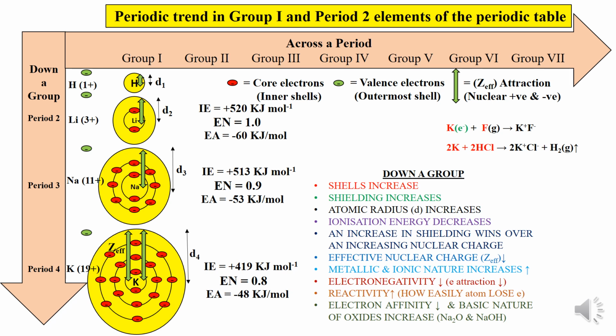And reactivity increases going down the group. So what is reactivity? Now reactivity is a measure of how easily an atom can lose an electron. So among these three elements, lithium, sodium and potassium, which element do you think will lose the electron easily? Yes, it is the potassium that loses the electron easily because of its low ionization energy, because of the factors what you have discussed so far.